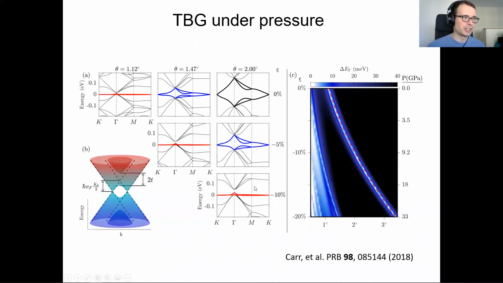So these are band structure calculations. The top axis is the twist angle. The rho axis is the compression. So a more negative number means more compression. What we can see is that if at 0 compression, you have a magic angle at 1 degree, at about 10% compression, you're going to have a magic angle at 2 degrees.